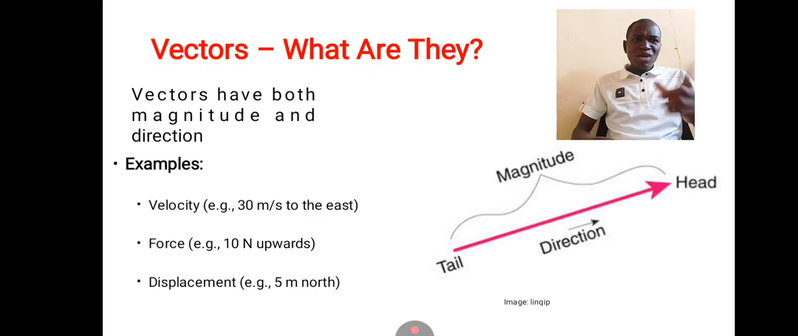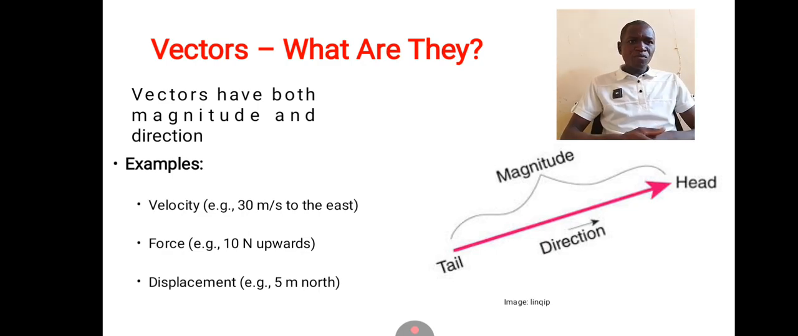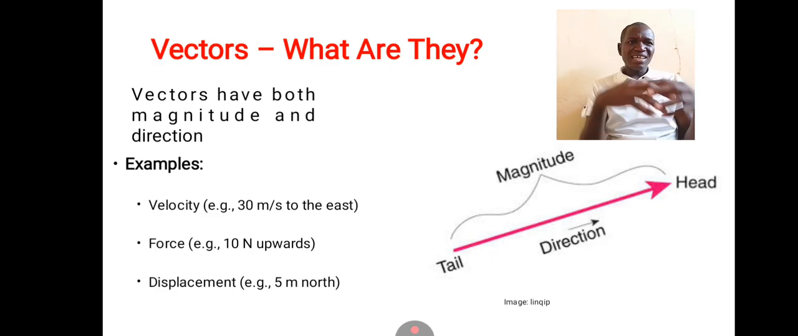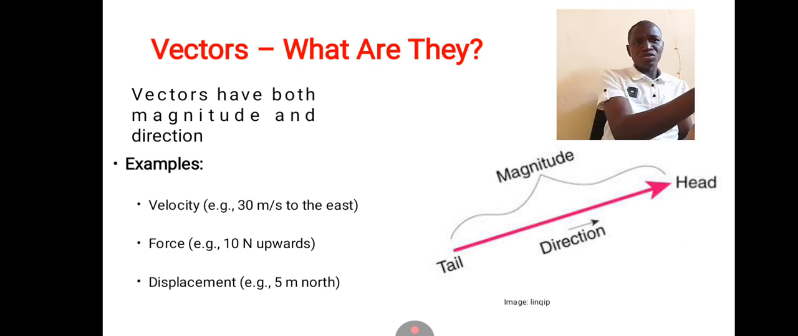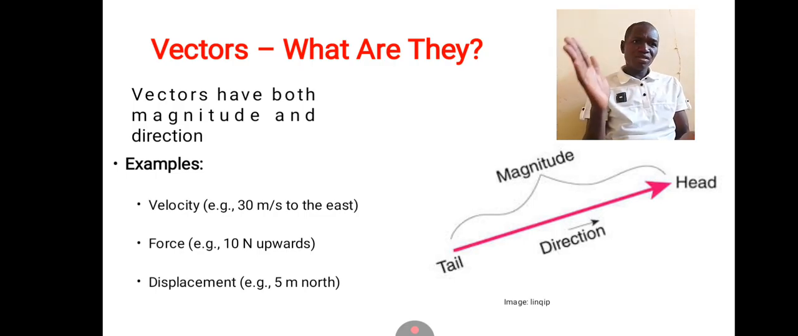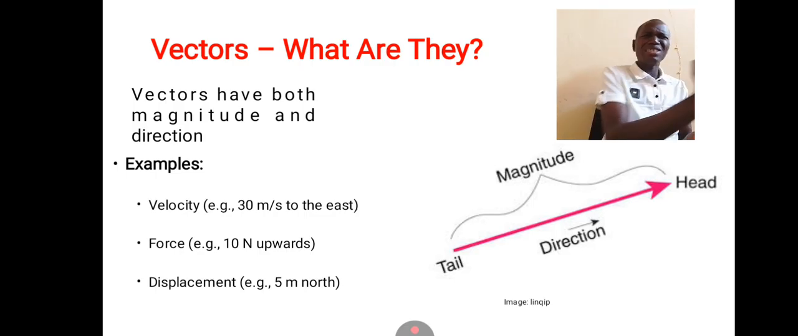All right, so look at this arrow that I have here. I have the head and the tail, and then magnitude. I've already explained magnitude. It has to do with size, it has to do with quantity, it has to do with the value you can use to measure. Now, let's assume this is a force. I'm pushing something in this direction. This is to the right. Let's say I'm applying 10 Newton force. So 10 Newton force to the right.